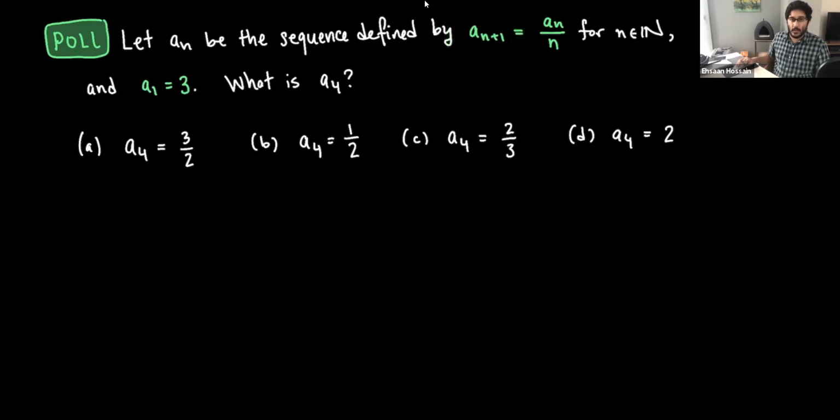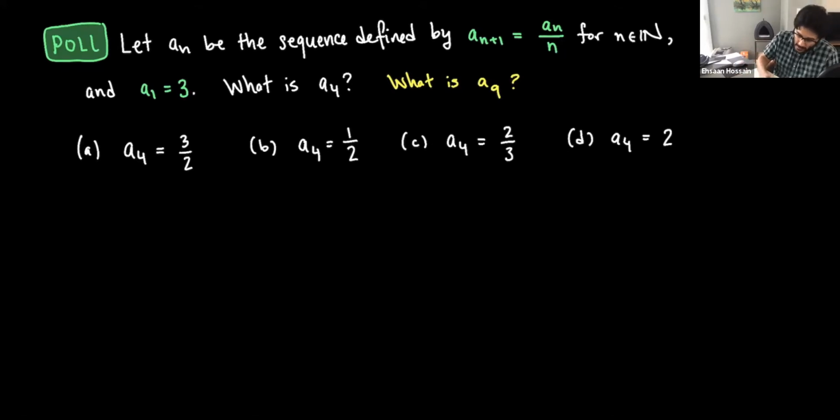Okay, so here's the polling question. How do you find the fourth term in this sequence? Okay, 5, 4, 3, 2, 1, and I'm ending the poll now. So a lot of people are seeing B.